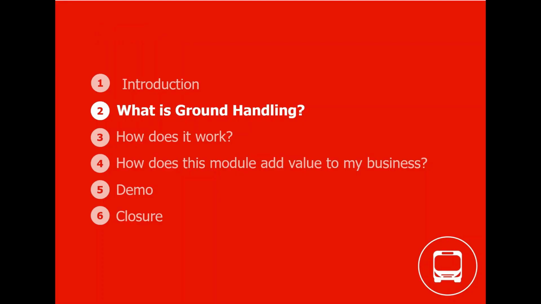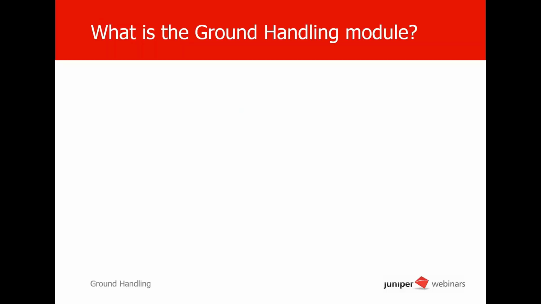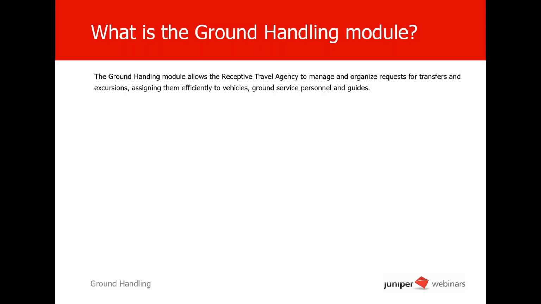What is ground handling? The ground handling module allows the receptive travel agency to manage and organize requests for transfers and excursions, assigning them efficiently to vehicles, ground service personnel, and guides.